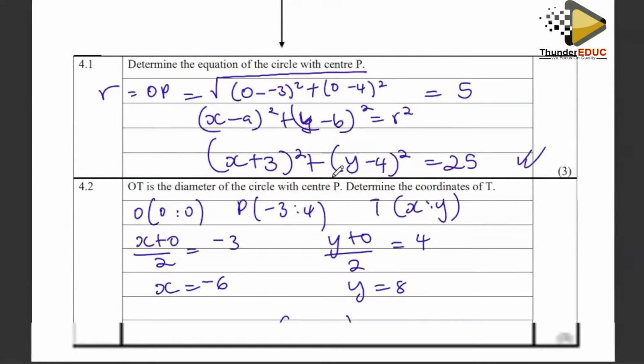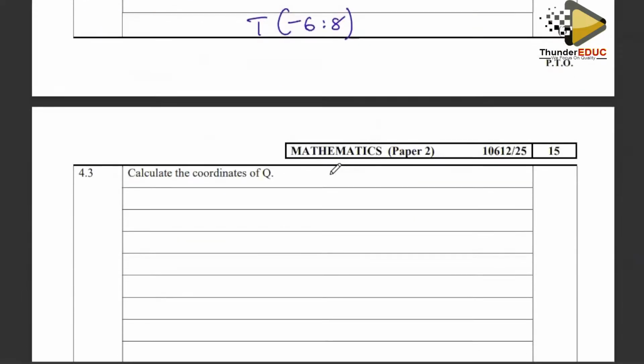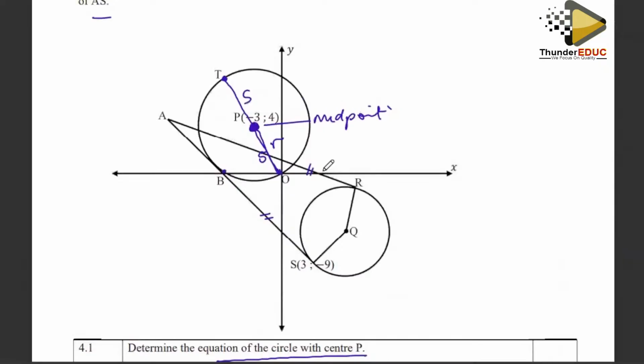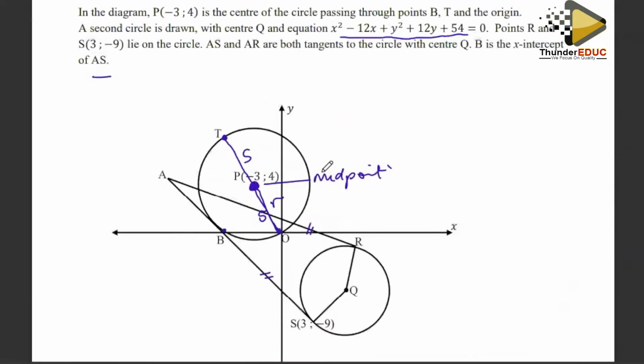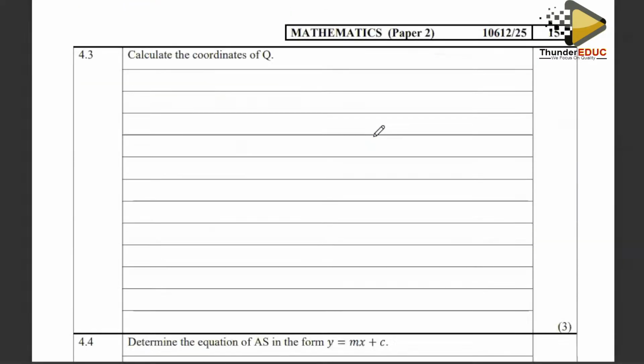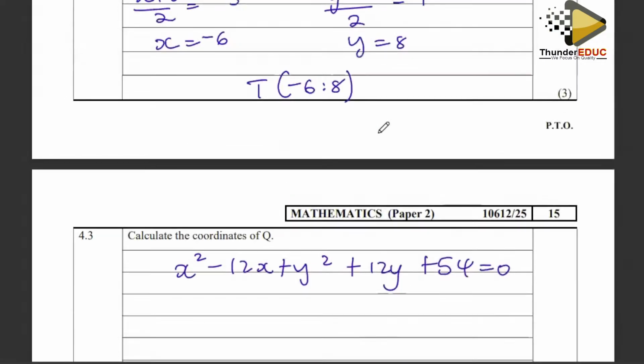Yes? Then 4.3, they want us to get the coordinates of Q. What do we know about Q? Q is another circle whose equation we know. Okay, so what we're going to do, we just have to complete the squares there. So it's x squared minus 12x plus y squared plus 12y plus 54 is equal to 0. That is the equation.